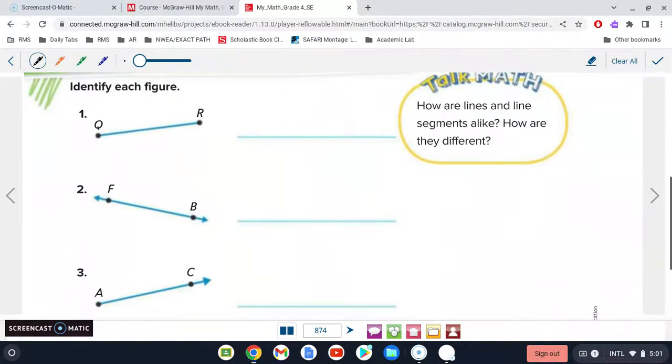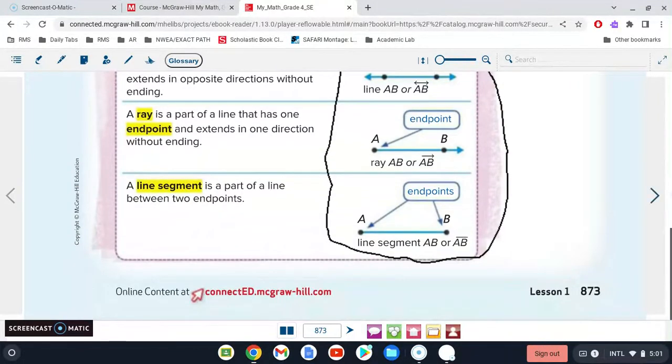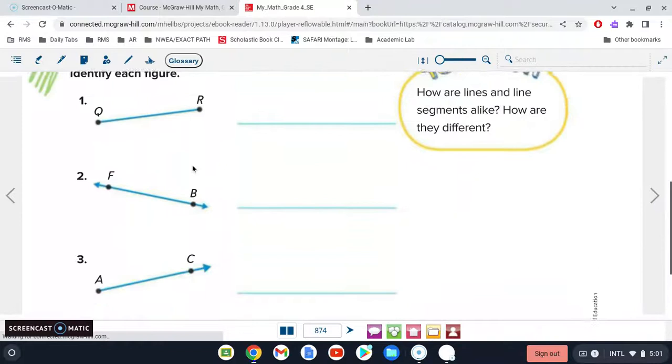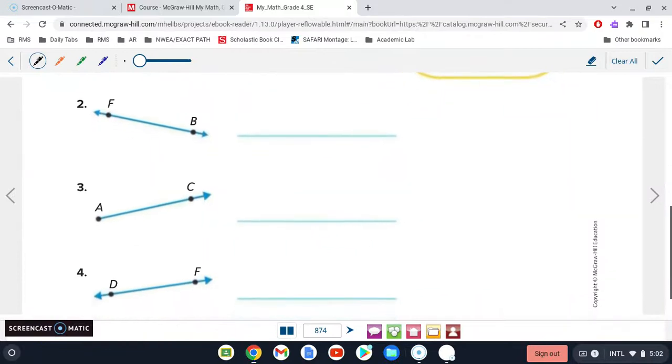Number 1. This is a what? Line, arrows, ray, dot and an arrow, or line segment, dot and a dot. Says dot and a dot, so that's line segment. So either call it line segment QR, or QR with a line above it, nothing at the ends. Number 2, FB, but it's called a line. So you would draw an arrow at one end and an arrow at the other end.